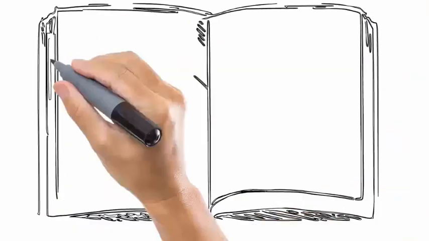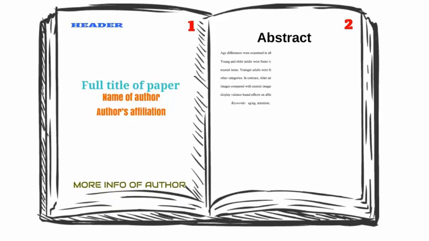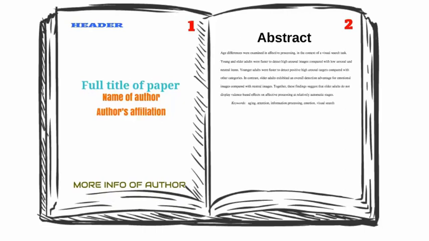On the title page, the heading is capitalized and placed on the top left corner. The page number is given on the top right corner. The full title of the paper is center aligned, followed by the name of the author and the affiliation of the author. More information about the author is given at the bottom of the page. The abstract is the summary of the document in 150 to 250 words. It should be left aligned and justified.